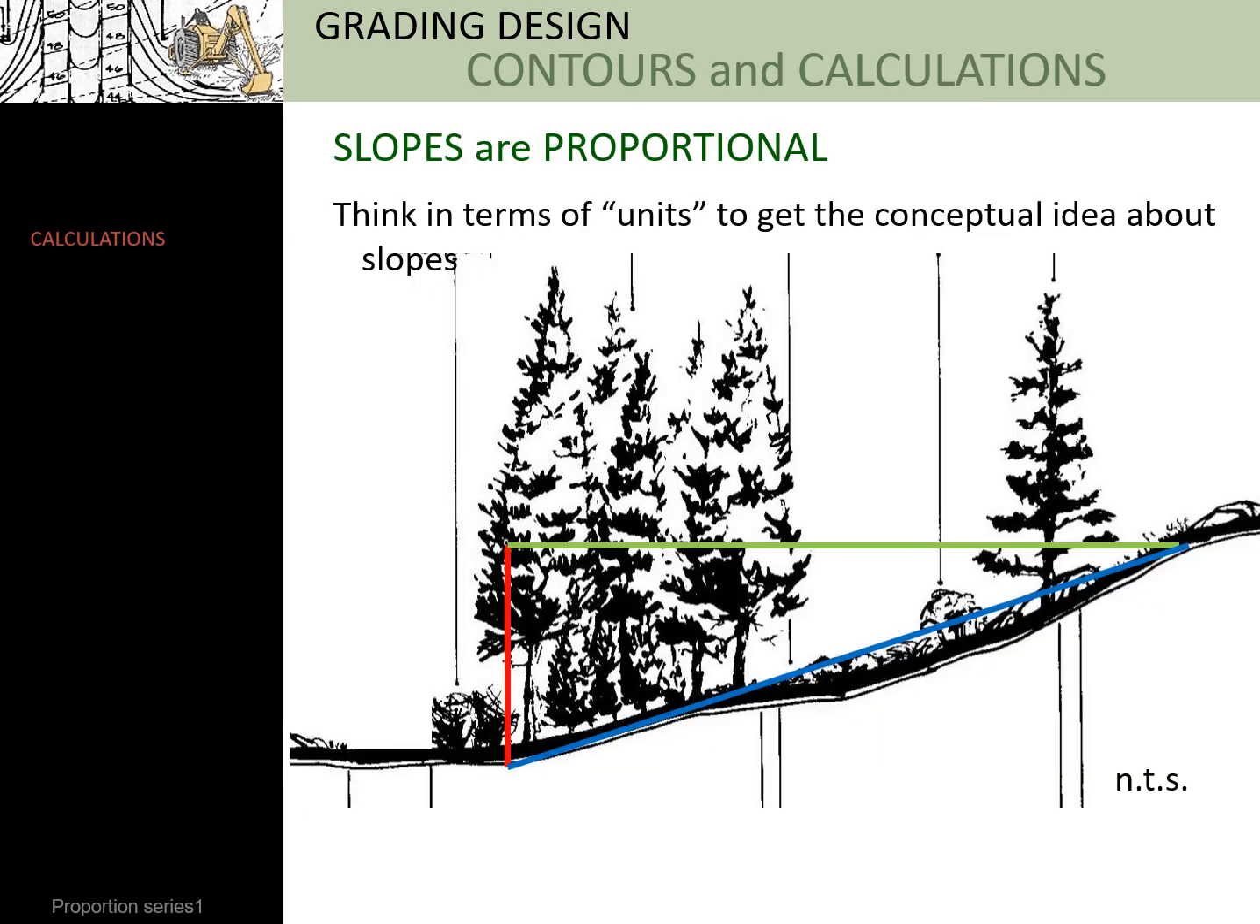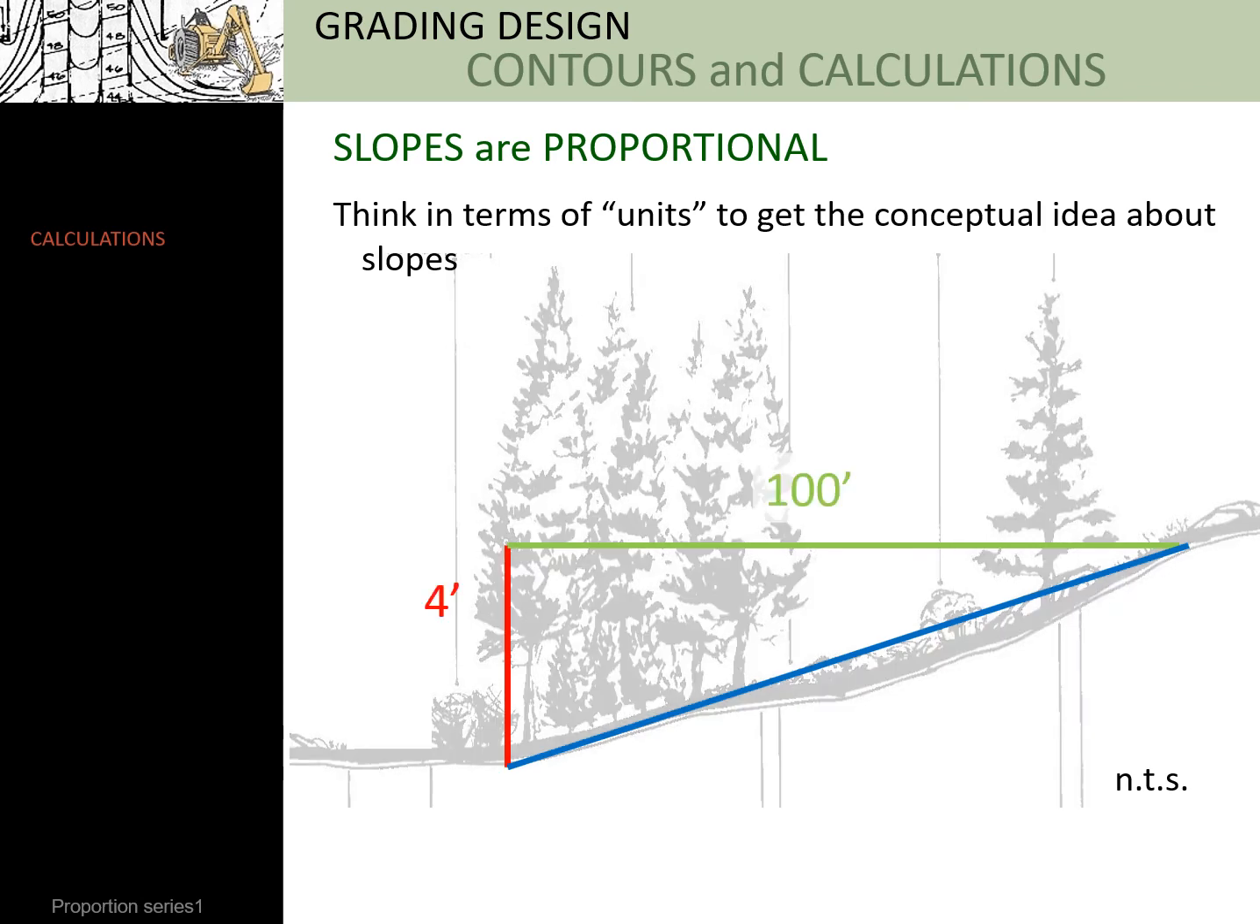We need to remember that slopes are proportional. So think in terms of units to get the conceptual idea about slopes. In the example below, suppose we have a horizontal distance of 100 feet and a vertical change of 4 feet. What's the slope? The slope percentage would be 4%, right? So the vertical distance is a proportion of the horizontal distance, in this case, 4% of that.